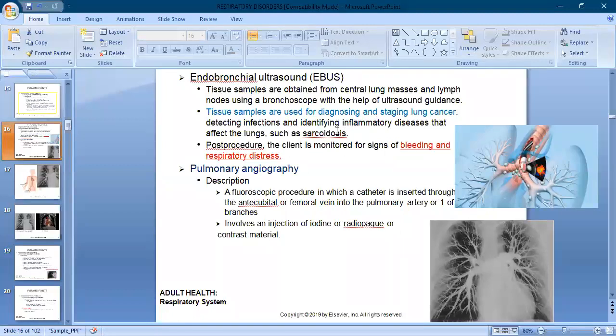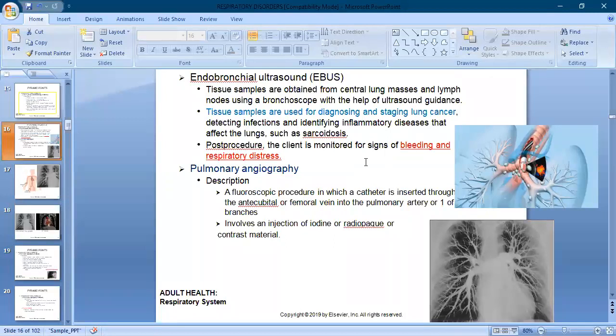So staging the lung cancer, and to detect any kind of infection or identify inflammatory disease that affects the lungs, such as sarcoidosis. Post-procedure, the client is monitored for signs of any kind of complication like bleeding or shortness of breath.